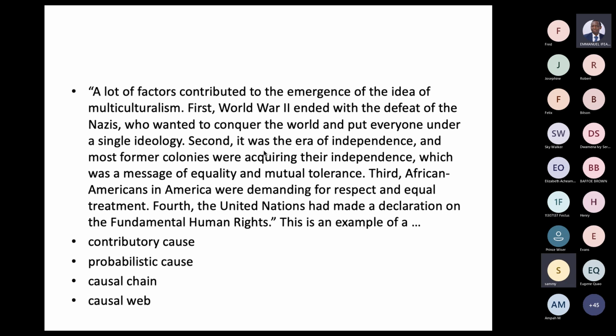This is an example of... Causal web. You are correct. All these things were happening at the same time, simultaneously. So it's a causal web.